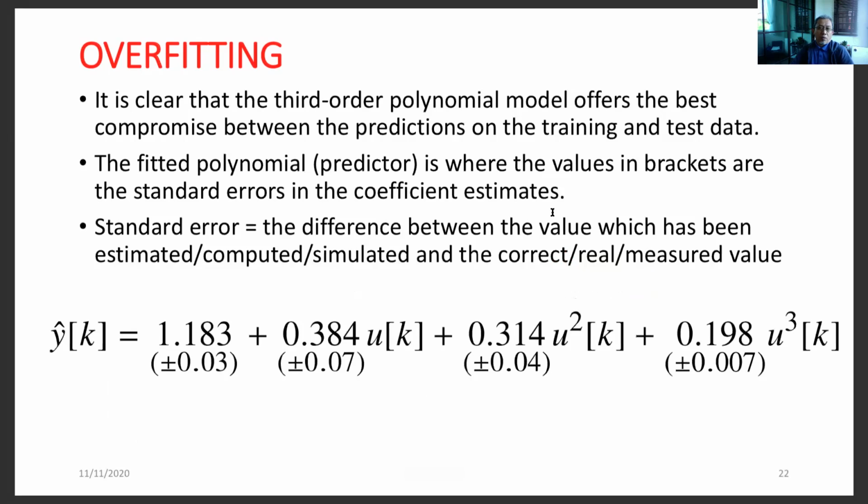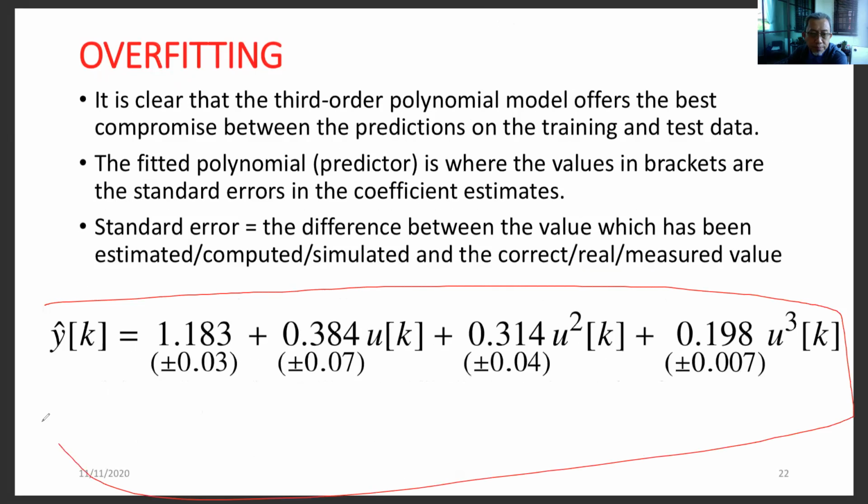So it is clear that the third order polynomial model offers the best compromise between models 1, 2, 4, 5, and 6 in the predictions of the training and test data. So the fitted polynomial, the predictor, is where the values in brackets are the standard errors in the coefficients of the estimate. So we propose the estimated model is third order with the difference equations shown here: 1.183, 0.384 UK, 0.314 U square K, and 0.19 U3 square.